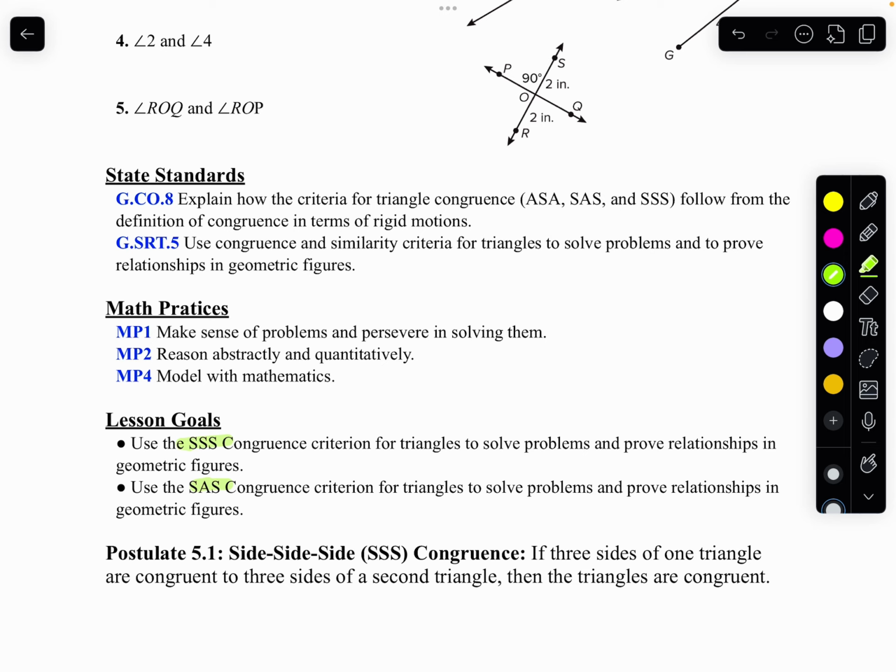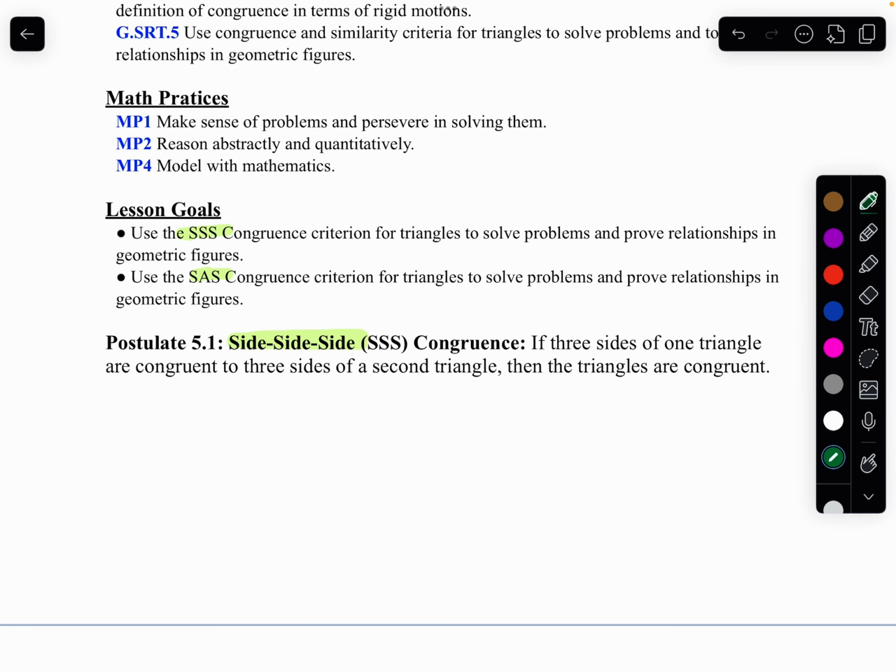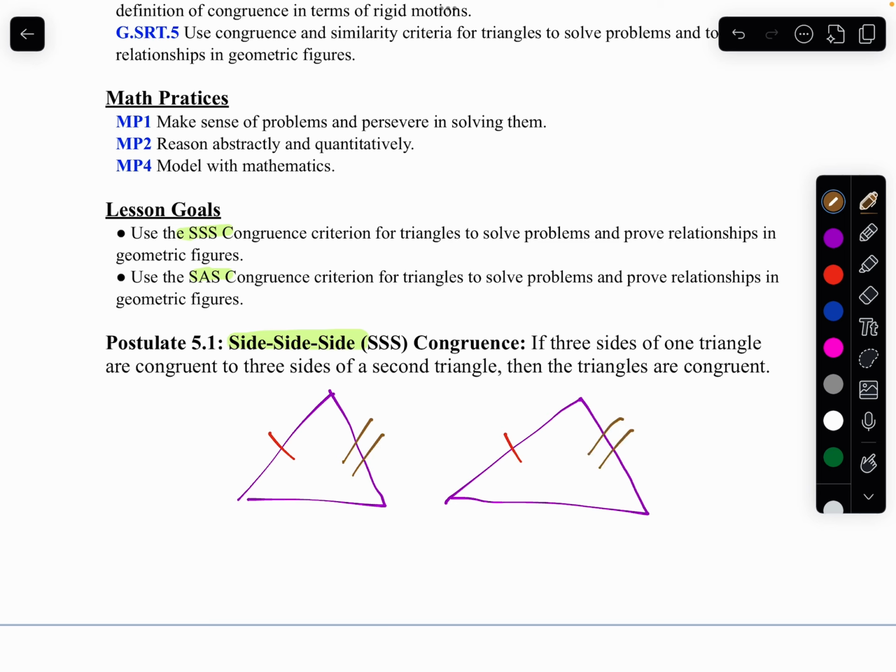What the heck is SSS? SSS is side, side, side. On our last lesson, we showed that if you show me all the angles and all the sides of both shapes are congruent, then we know the shapes are congruent. Well, what we're saying here is if I have 2 triangles, and I know all the pairs of sides are congruent, then those triangles must be congruent automatically.